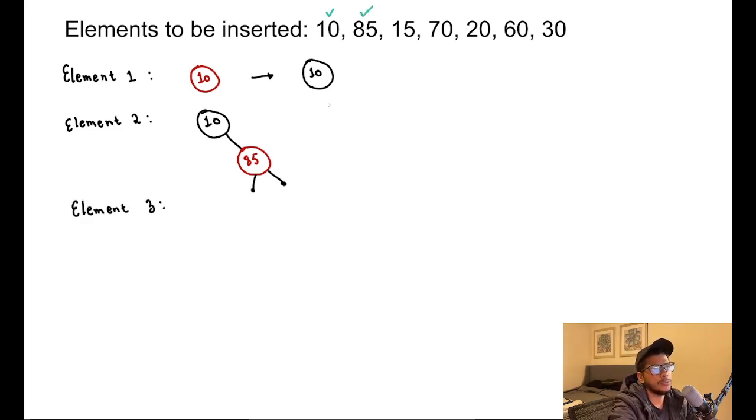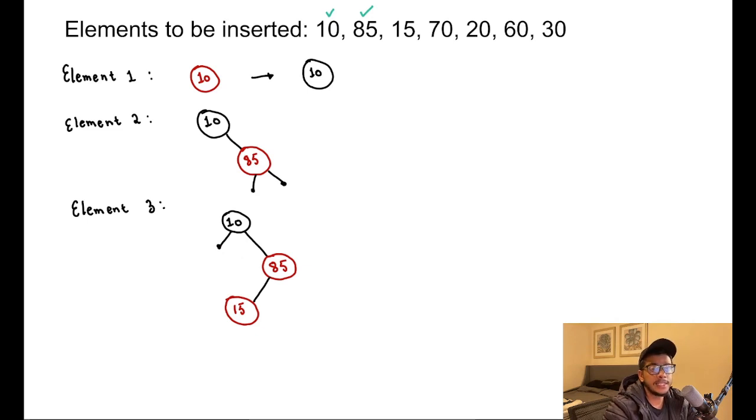Okay, so we're going to write down the previous one. 15 is greater than 10, so it's going to go in the right subtree. 15 is smaller than 85, so it's going to go in the left subtree. Now 10 has also got the null, which is also the uncle of 15. We can see that when we insert the element 15, 15's uncle is colored black.